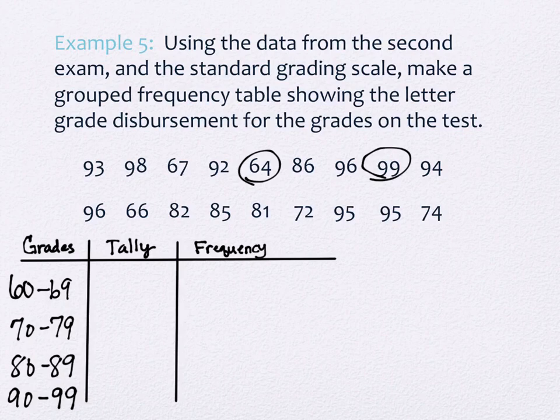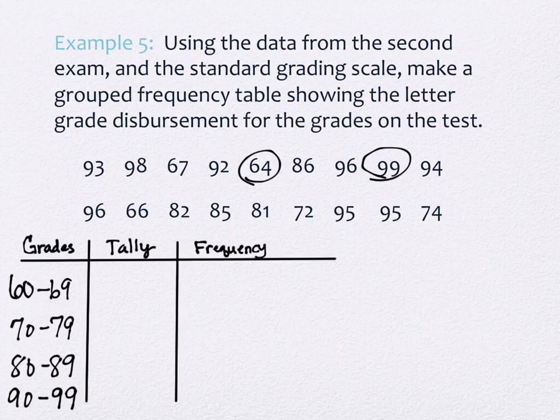These are called classes, and the classes should be equal in width. These widths are 10, by the way. It's not 9. Sometimes I have students look at it and think this is a width of 9. There are 10 grades in here. If you start at 60 and you end at 69, those are 10 different grade values there. Okay, so these are class widths of 10. We just get 100 thrown in for the 11th one because it's there.